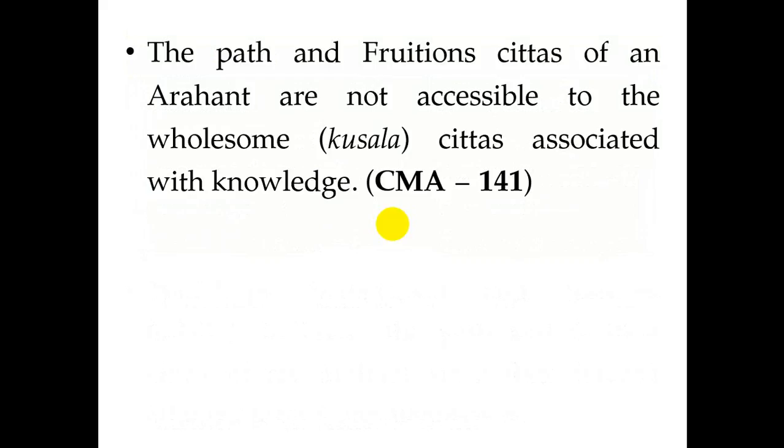The path and fruition Cetta of an arahant are not accessible to the wholesome Cettas associated with knowledge. As we all know, the path and fruition Cettas can be experienced only by arahants and the Buddha, right? Therefore, the Cetta that arises in the Buddha and arahant is functional. Here we are talking about wholesome Cetta, so any type of wholesome Cetta cannot take the objects of Arahata-Magga and Arahata-Phala.